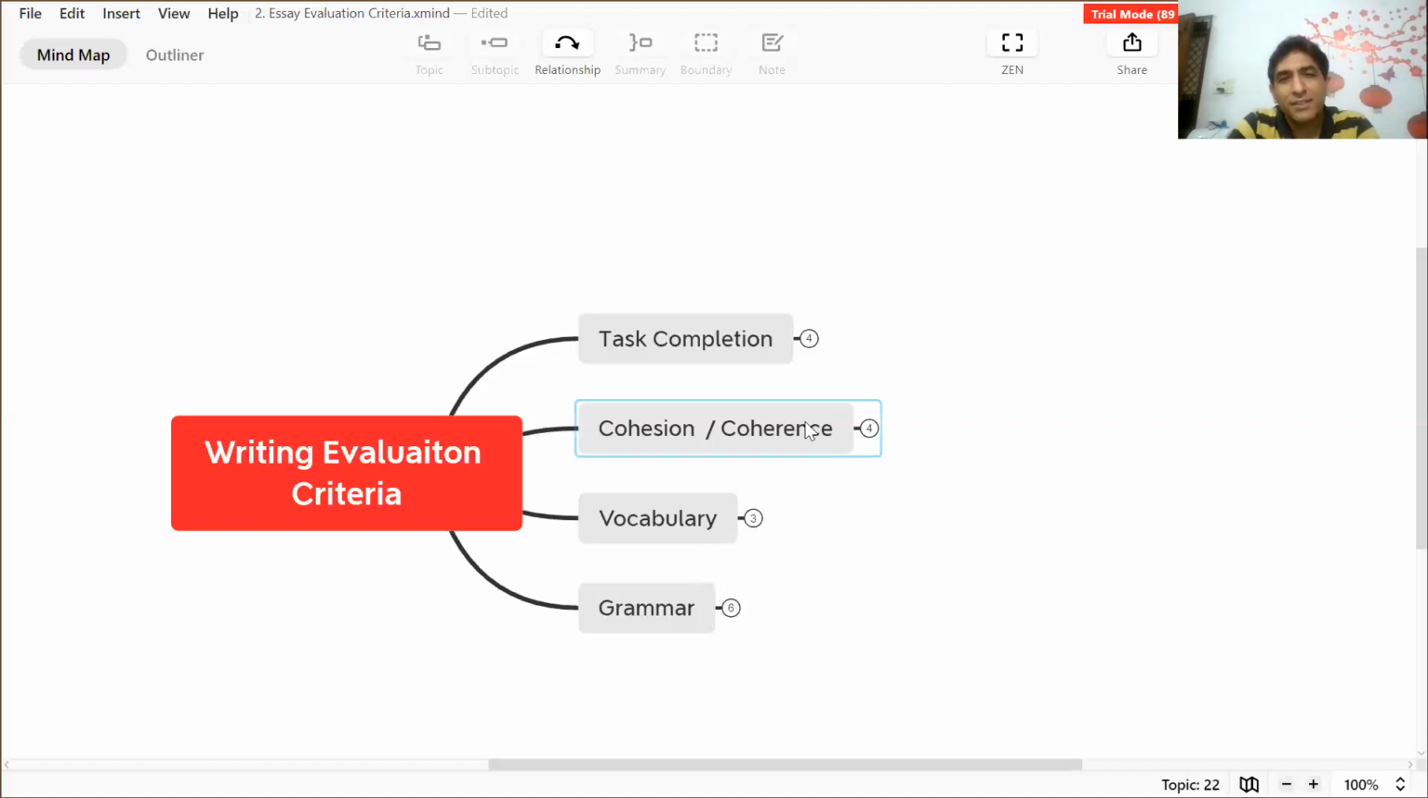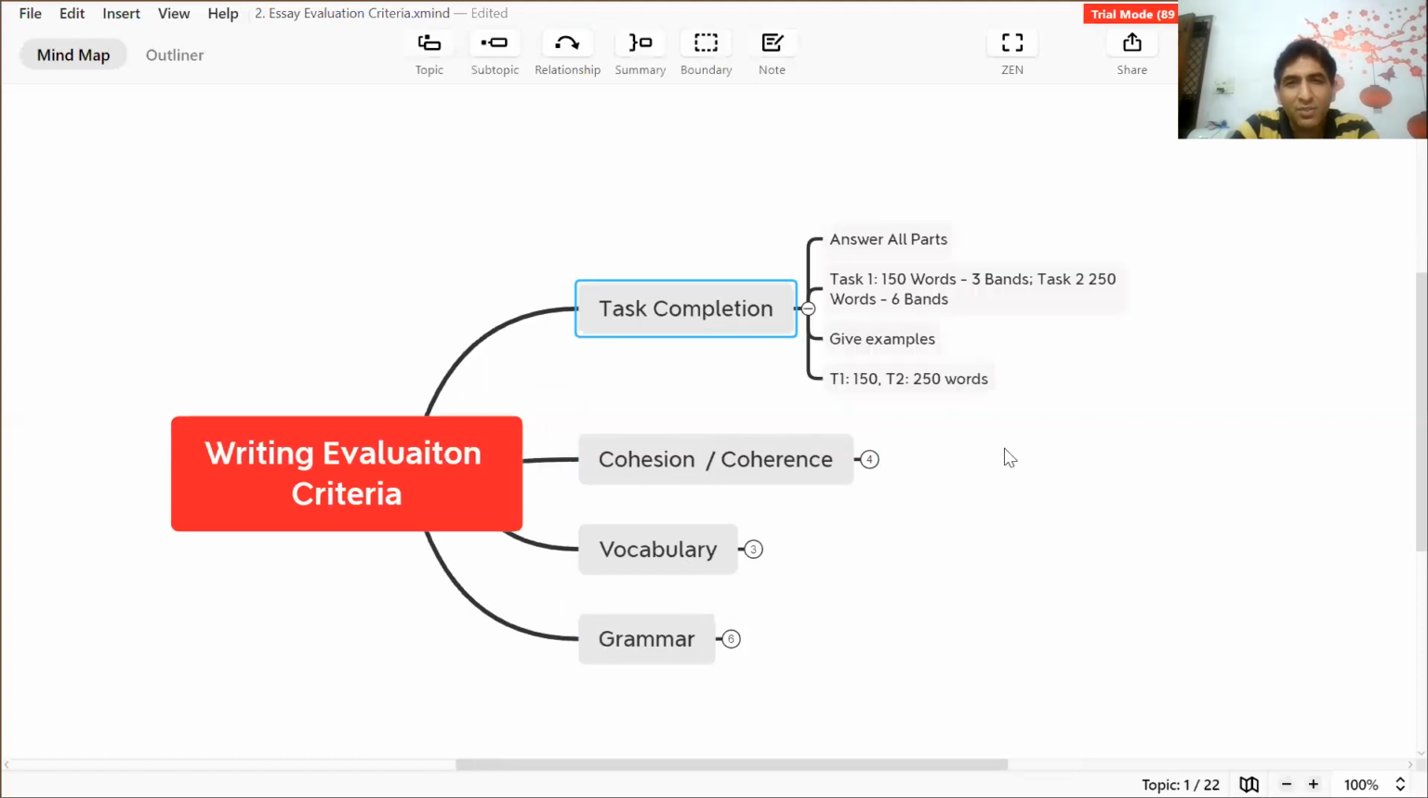All right, so let's look at the four criteria, or the 4 points, on which your IELTS essay is evaluated. The first criteria is task completion. Now, what does this task completion mean? Task completion means you have answered all the parts of the question.